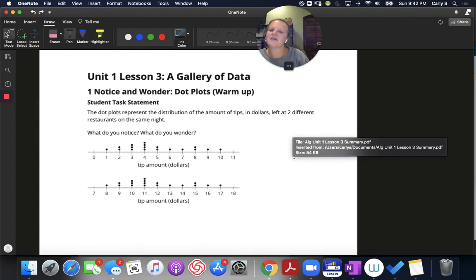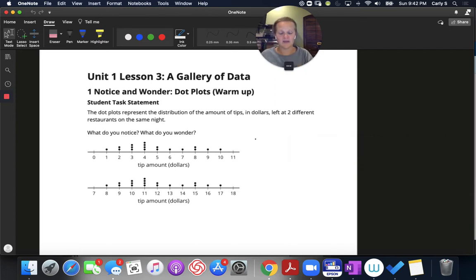So let's talk notice and wonder. The dot plots represent the distribution of the amounts of tips in dollars left at 2 different restaurants on the same night. Sorry, I'm not on the right page yet. Still wasting valuable minutes. What do you notice? What do you wonder? Okay. What do you notice? What do you wonder?